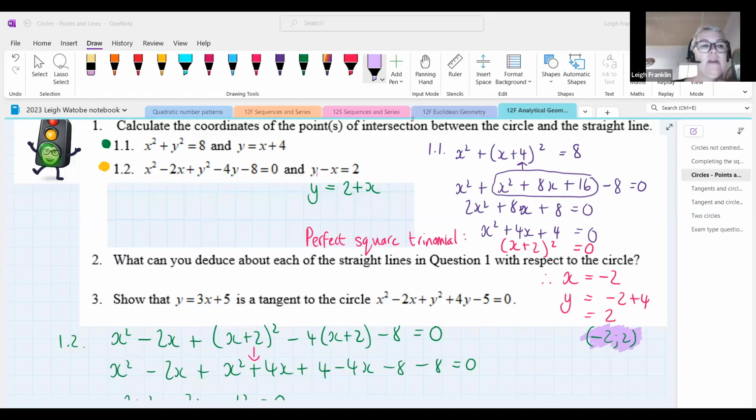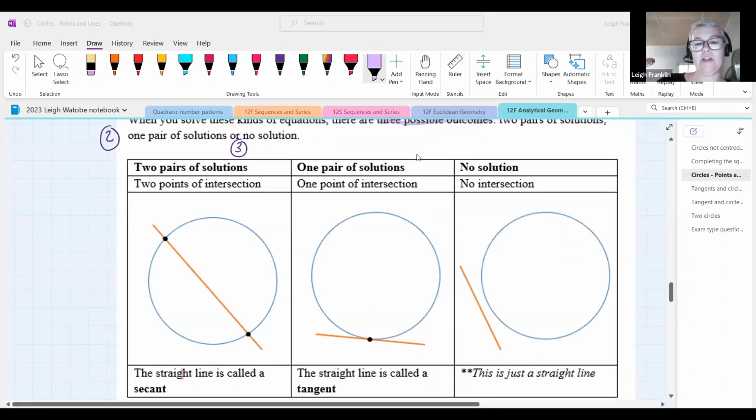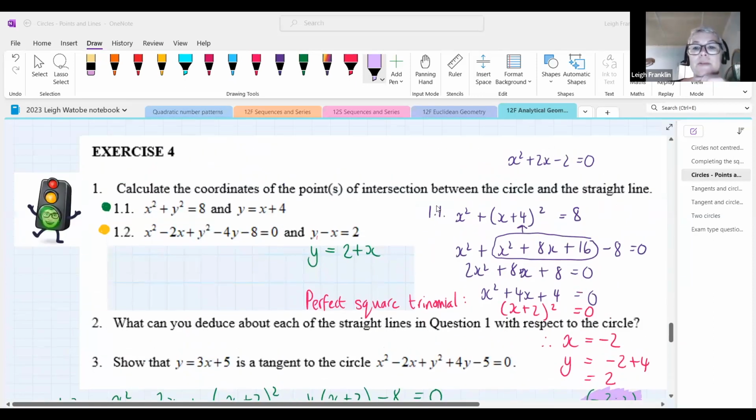Matrix, what could we say about the line in 1.1? Ma'am, isn't it a straight line? Sure, but what is its relationship with the circle? So if we go back and look at this information over here, because there is only one point of intersection, this line has to be a, some of you are putting it in the chat, perfect. It has to be a tangent, perfect. Okay, 100%. So in question 1.1, the line y equals x plus 4 is a tangent to the circle.